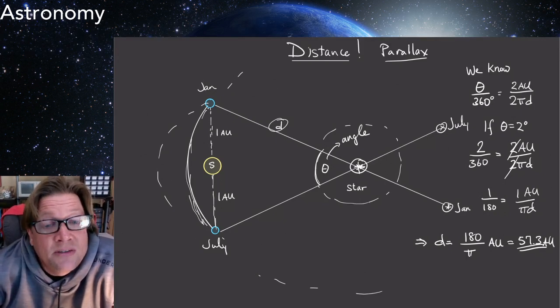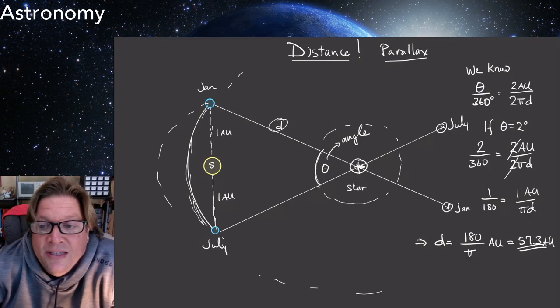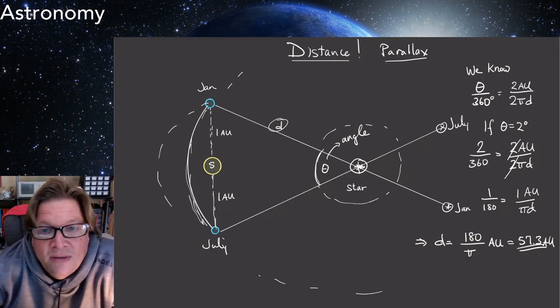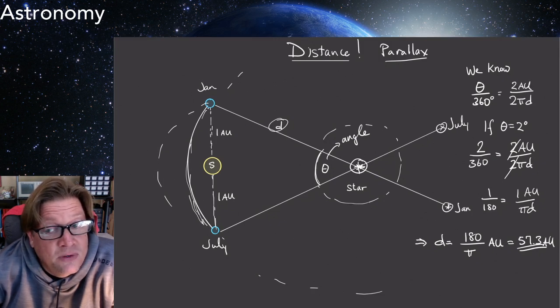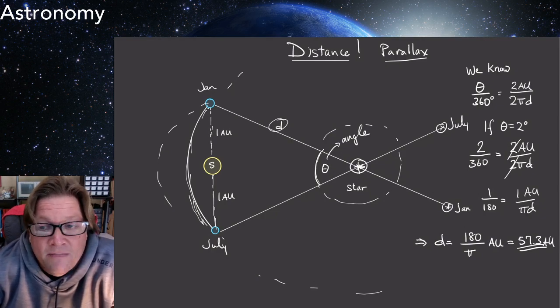And remember what an AU is? That's the distance to the sun. So this says if a star jumps by 2 degrees, then I know, just from geometry, that it's 57 times further away than the sun. Very cool.